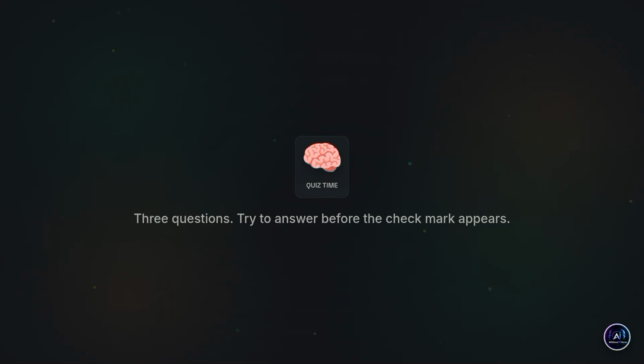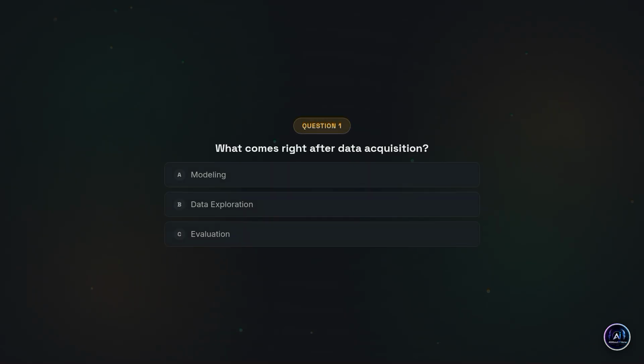3 quick questions. Try to answer each one before the answer appears on screen. Question 1. Which stage comes immediately after data acquisition: modeling, data exploration, or evaluation? The answer is data exploration. You look at and understand the data you gathered before you ever train anything on it.